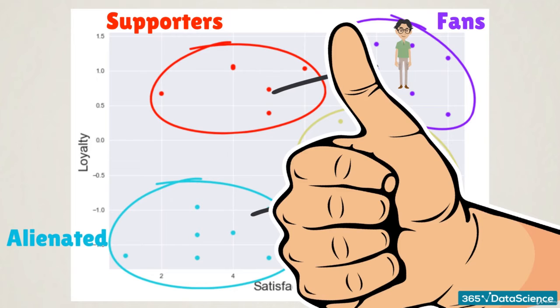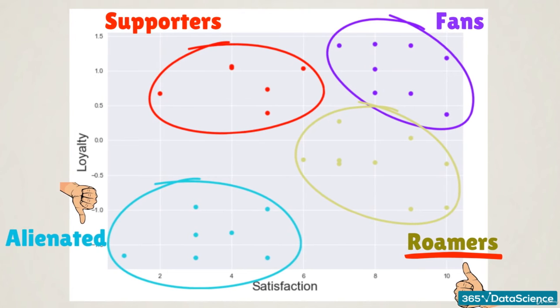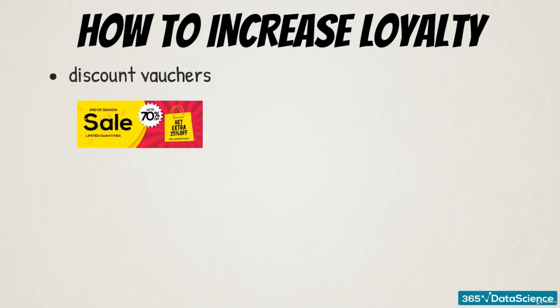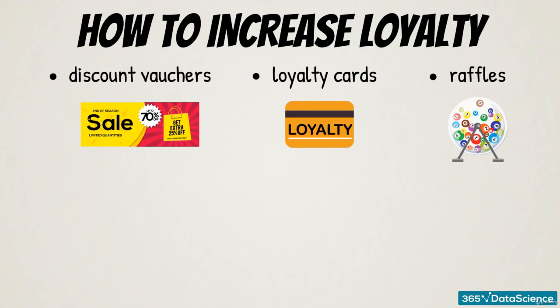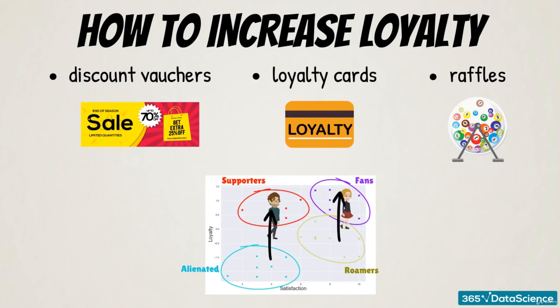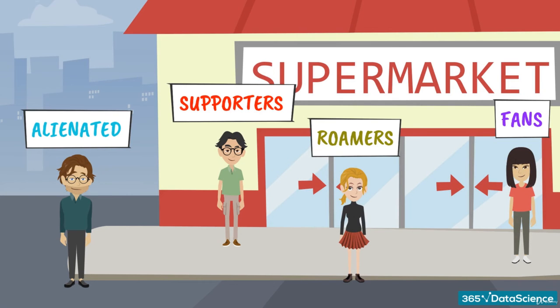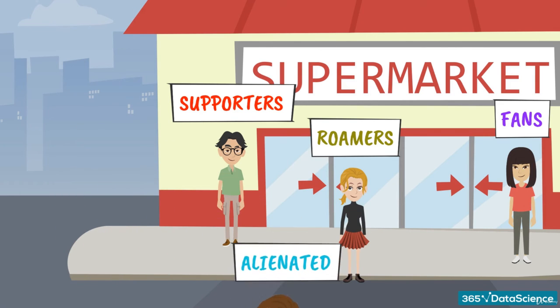So far, so good. The roamers are satisfied, but not loyal. In order to get them to come more often, we may introduce loyalty programs. Examples are discount vouchers, loyalty cards, raffles, and so on. Again, this may encourage the alienated cluster to become more loyal, not necessarily making them more satisfied, putting them in the supporters group. Finally, it doesn't really make sense to address the alienated cluster first, as they are too far away from the fans. By default, they are not likely to even enter our shop, as they are already dissatisfied and disloyal.